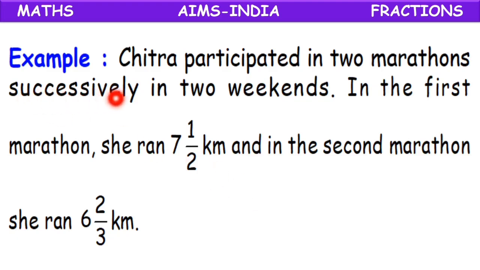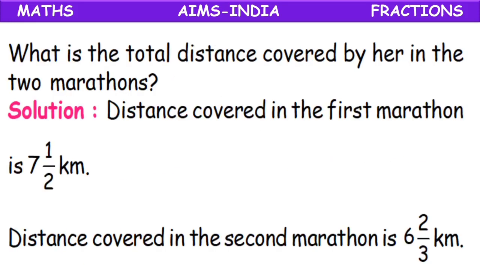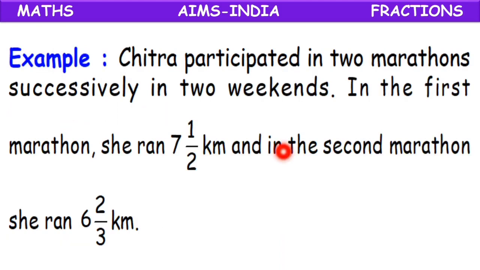Now coming to the second example. Chitra participated in 2 marathons successively in 2 weekends. In the first marathon, she ran 7.5 kilometers, and in the second marathon, she ran 6 2 by 3 kilometers. Now, what is the total distance covered by her in the 2 marathons?